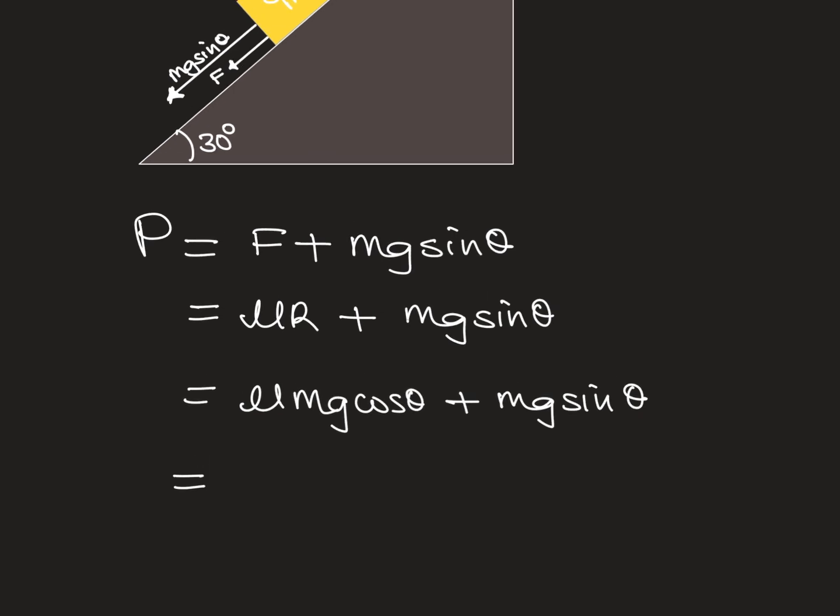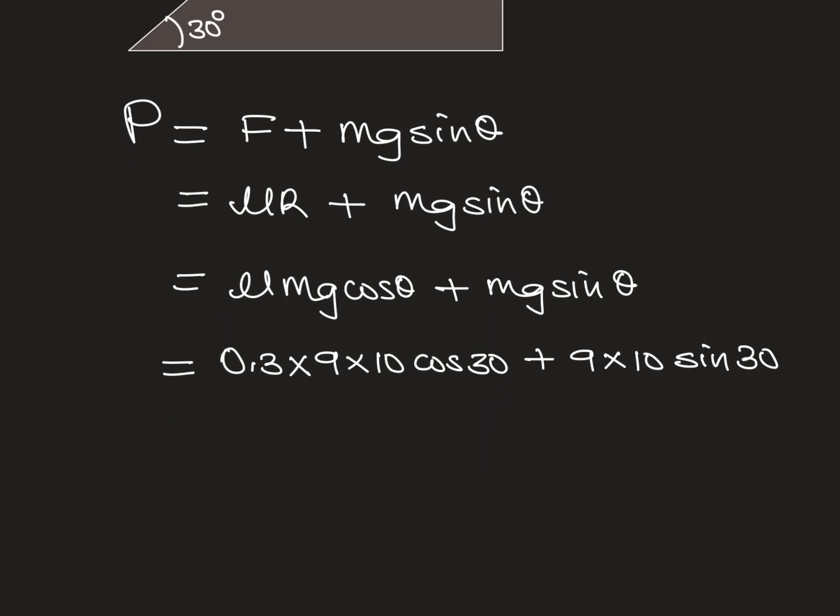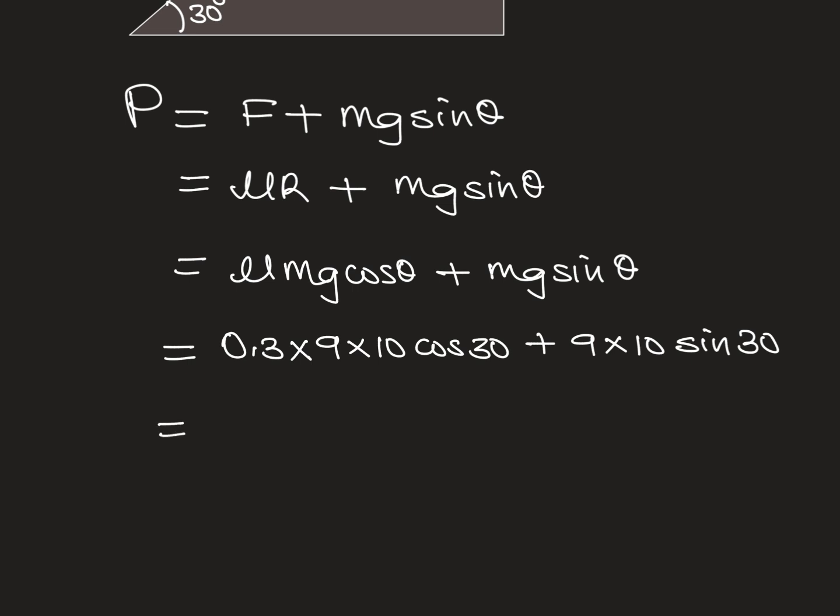So what is mu given in the question? It is 0.3 multiplied by the mass of the object, which is 9, gravity is 10, cos 30, plus the mass of the object, 9 kilograms, multiplied by 10 sine 30. So 0.3 times 9 times 10 is 27. So that will be 27 cos 30 plus 9 times 10 is 90. That will be 90 sine 30.